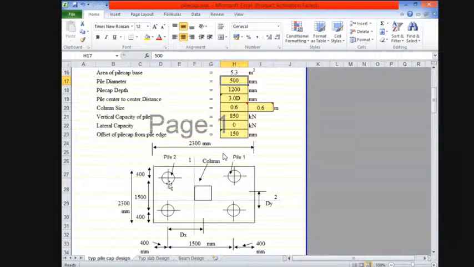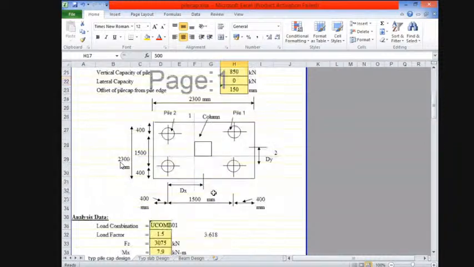Then in the horizontal direction, if I give the same 1.5, it will overlap with the column. So here also I am taking the same 1500 mm, that is 3 times D, 3 into 500 is 1500. Again, the column diameter is 500, so here it is 250 mm.